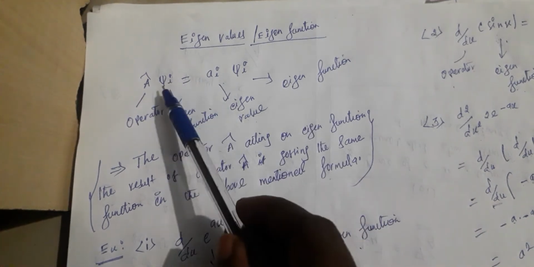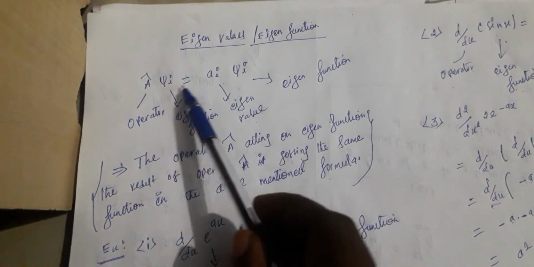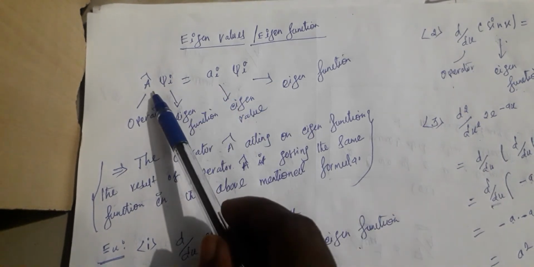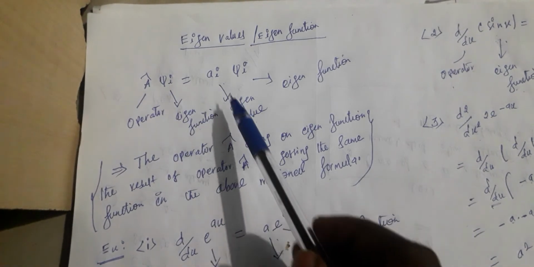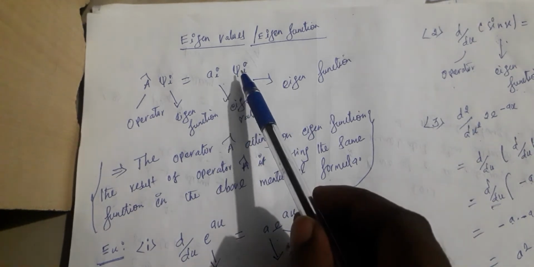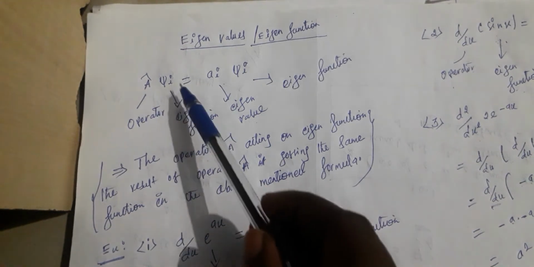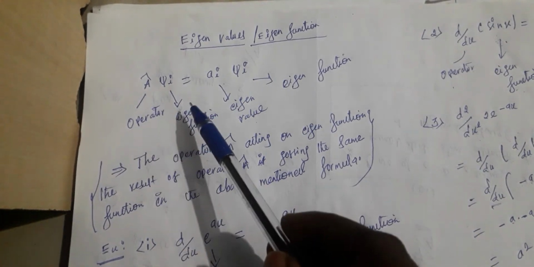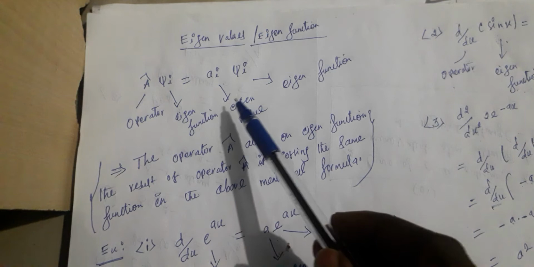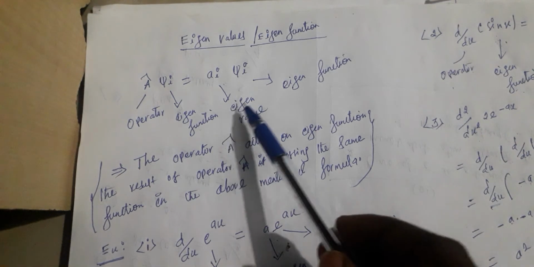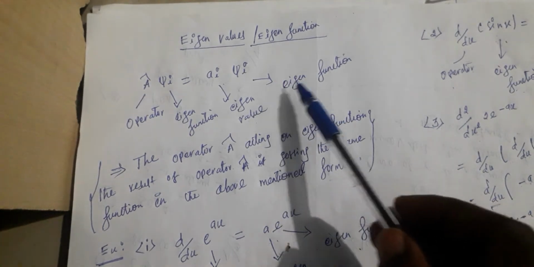First we will see A cap psi i equals a i psi i. This is the eigenvalue and eigenfunction formula. A cap is the operator, psi i is the eigenfunction, and a i is the eigenvalue. When the operator A cap operates on the eigenfunction, the result is some value. That value is called the eigenvalue, and along with the eigenvalue, the eigenfunction is also produced.